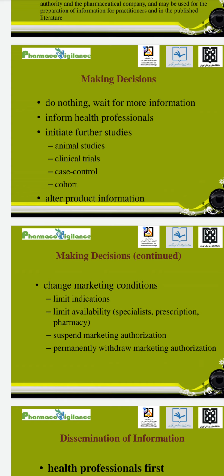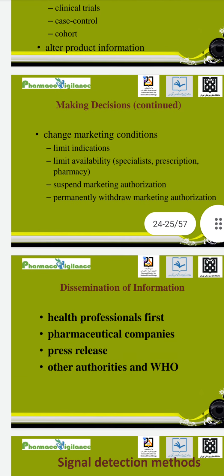Making a decision, maybe I should change marketing conditions, limit indication, or limit availability. A specialist prescription may be needed, or maybe it should be sold only in the pharmacy. Suspend marketing authorization or permanently withdraw marketing authorization. Maybe I should permanently withdraw or suspend the marketing authorization. I should make a decision for changing marketing conditions, limiting indication or limiting availability.